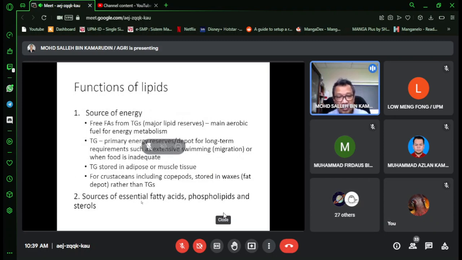Alright. Second, the function is a source of essential fatty acids, source of phospholipid, and also sterol. Apart from the amount of lipid required by the fish, they must also meet the requirement for essential fatty acid, essential phospholipid, not all, and sterol. Not all fish require sterols. I will go into that a bit later.